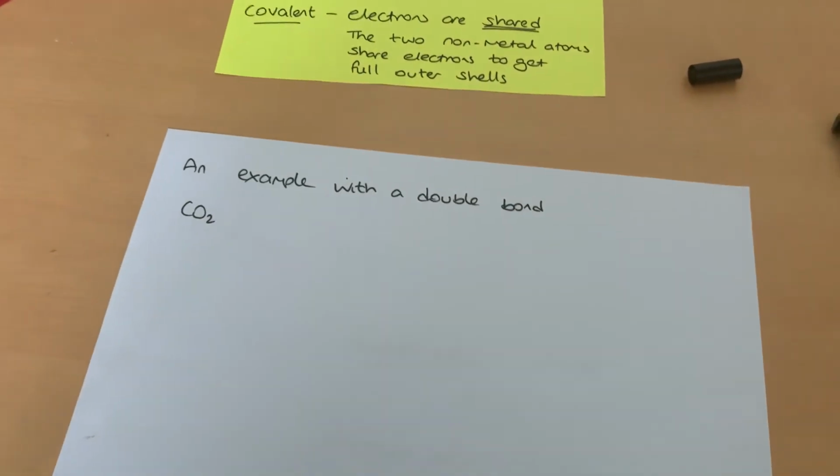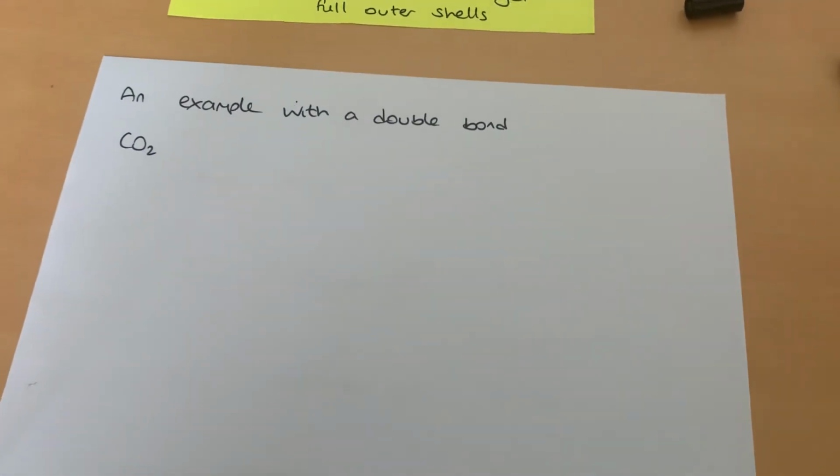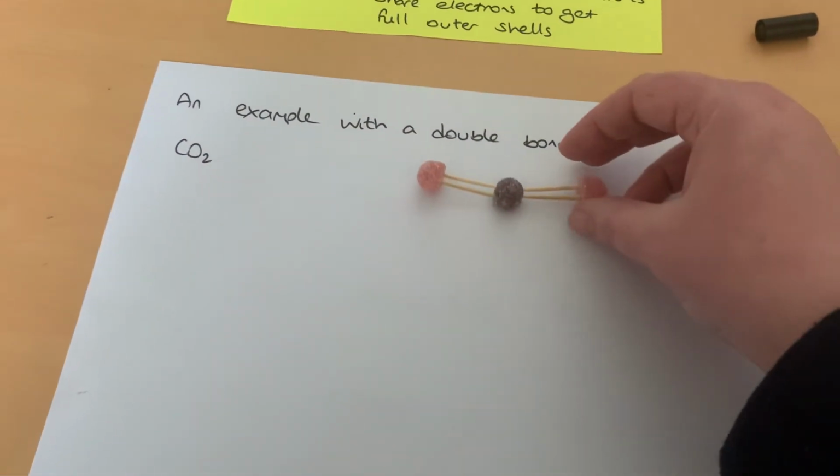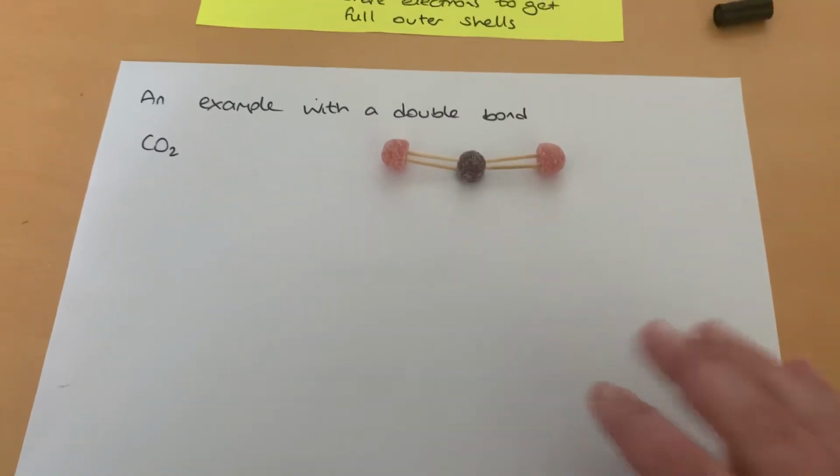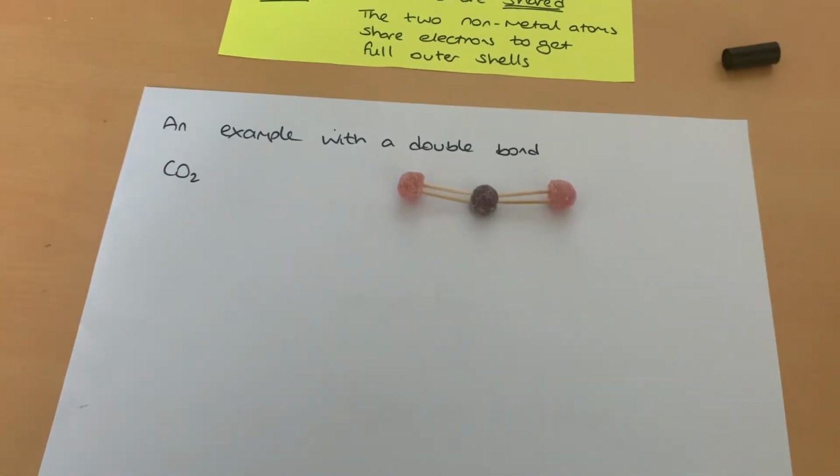Okay, hopefully you've got that filled in. And then we're going to have a look at an example with a double bond. So this is carbon dioxide. So it's got 1 carbon and 2 oxygens.